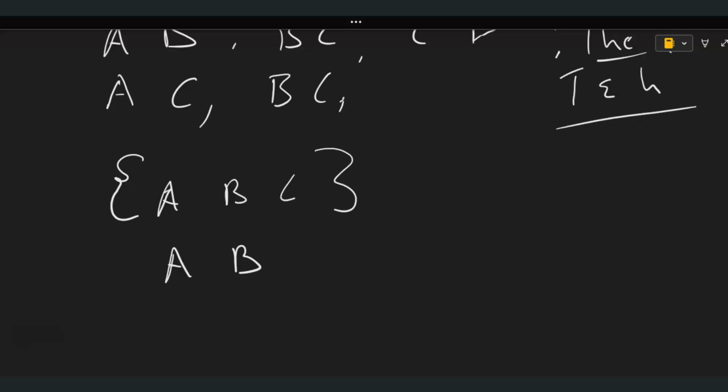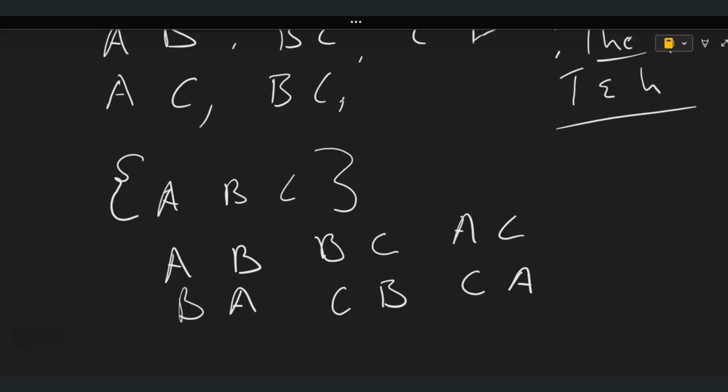And I can also arrange the letters that I decide to pick as BA. I can also decide to select BC and CB. I can also decide to select AC and CA. So these are the different ways I can arrange these particular letters. If I'm to only pick 2, these are the different ways I can arrange them.